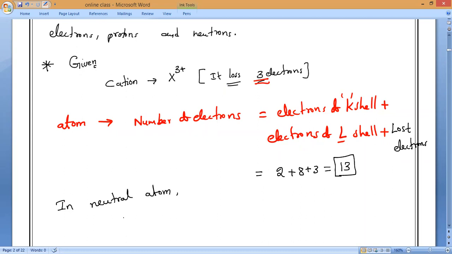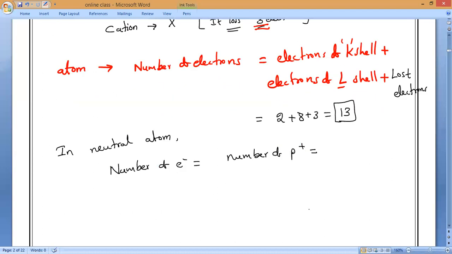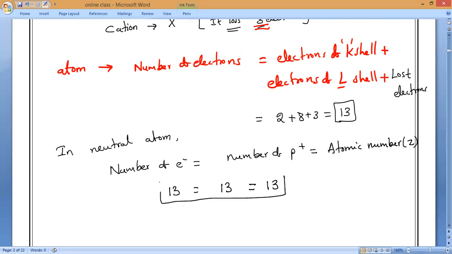We all know in a neutral atom, the number of electrons is equal to the number of protons. And the number of protons equals the atomic number, whose symbol is Z. So the number of electrons is 13, the number of protons is also 13, so the atomic number is also 13. Clear, everybody? Any doubt?